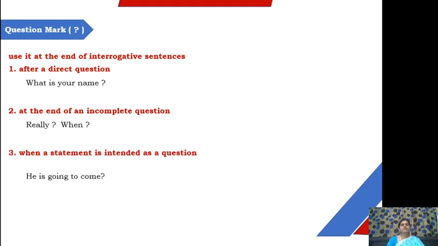And when a statement is intended as a question, if you use a statement to convey a question, such expressions also end with a question mark. Like, he is going to come? Actually, it's a statement, but because of the tone you use when you are asking, it's a question. In your expression, you are trying to confirm whether the person is going to come or not. Of course, it's a statement, but we are using it as a question.